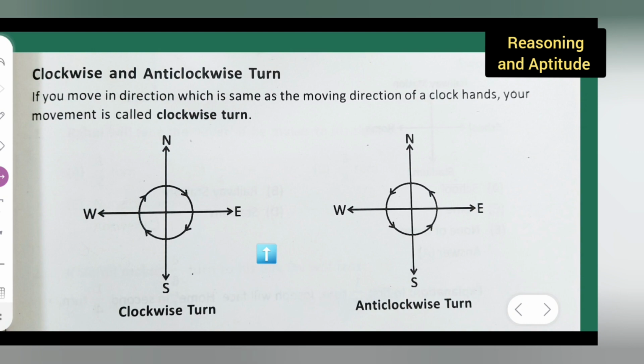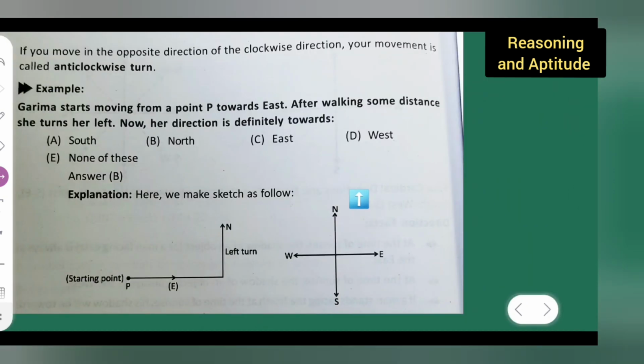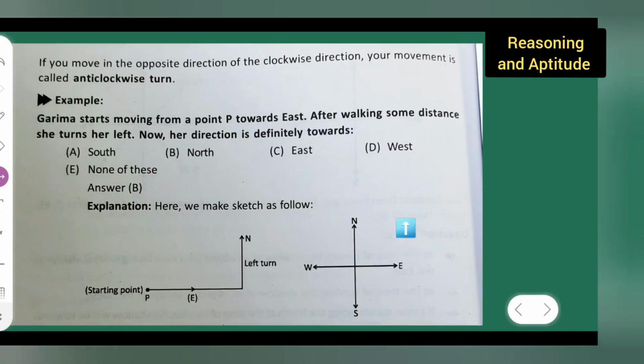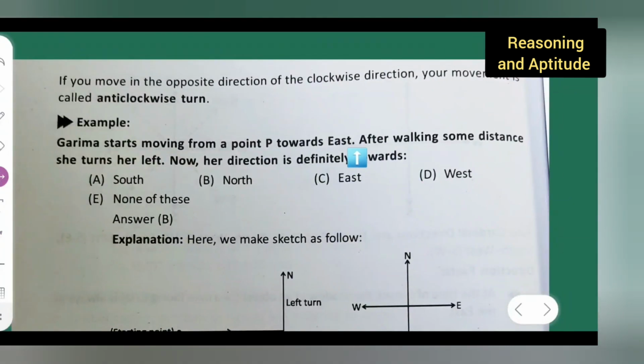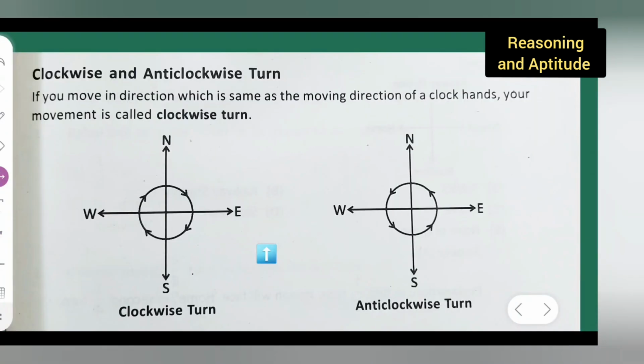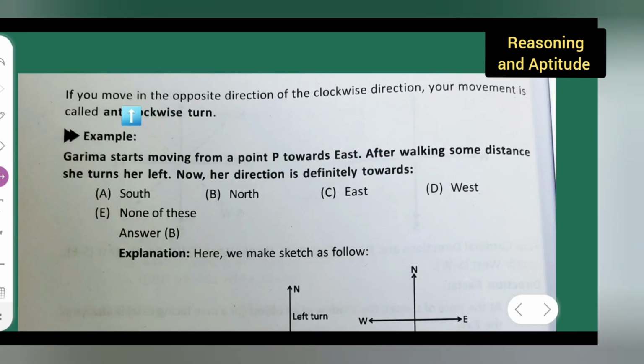Next concept, take down the continuation of the same thing. I have given you the clockwise turn definition. Now here is the anti-clockwise turn. If you move in the opposite direction of the clockwise direction, your movement is called anti-clockwise turn.